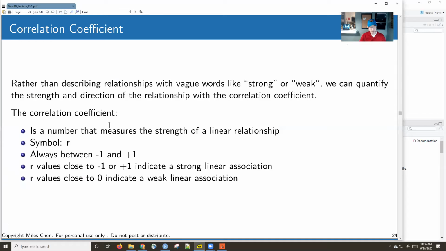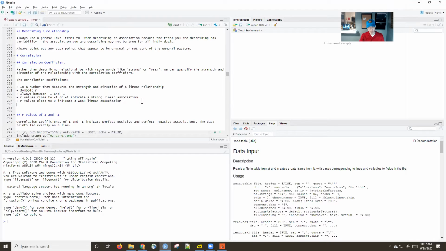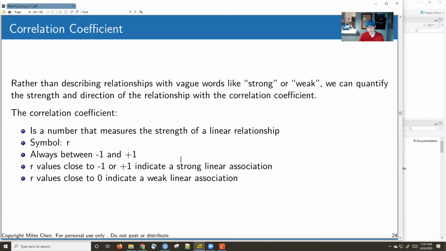Okay. And so the correlation R is always between -1 and +1, okay? R values that are far from 0, close to -1 or +1, indicate a strong linear association, and R values that are close to 0 indicate a weak linear association. And then I will add one more bullet point: the sign of R is the direction. So if R is positive, the direction is positive. If R is negative, the direction is negative, okay?